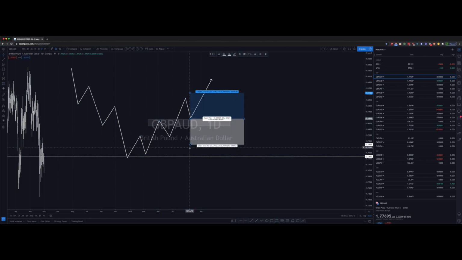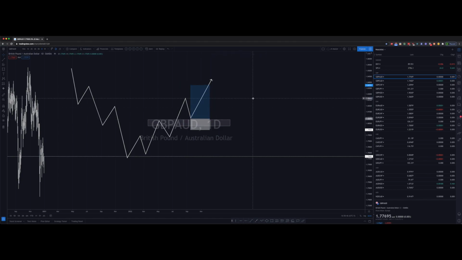I enter on the retest of the level, and initial targets are at previous levels, or sometimes at 1-to-1, but normally at previous levels, and then second targets will be the levels in the past. So that is a very basic explanation of what I look for.